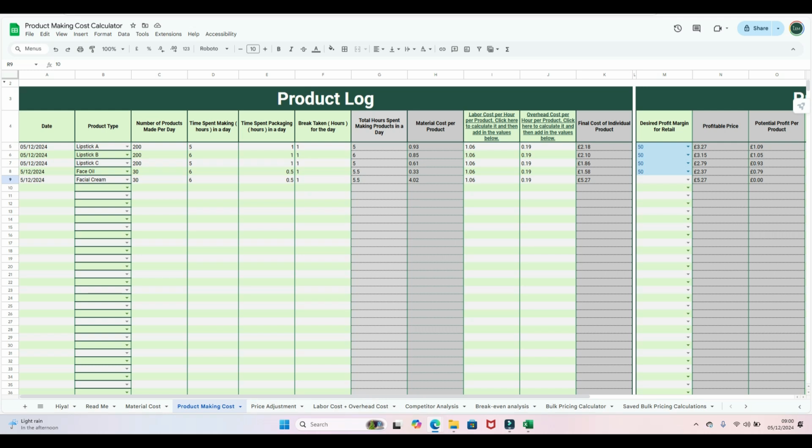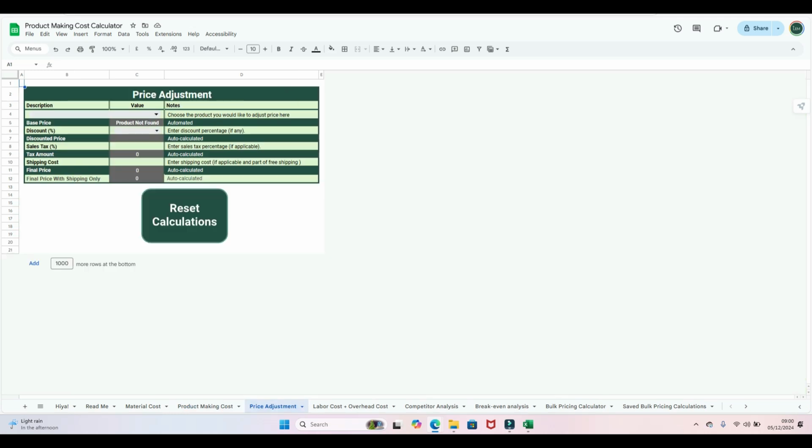All right, so let's move on to price adjustment. So with price adjustment, this involves anyone that pays sales tax or VAT. This involves anyone that wants to offer free shipping. So you are including shipping within your product price, therefore you can provide free shipping for your customers. And this is also for anyone that wants to do a discount.